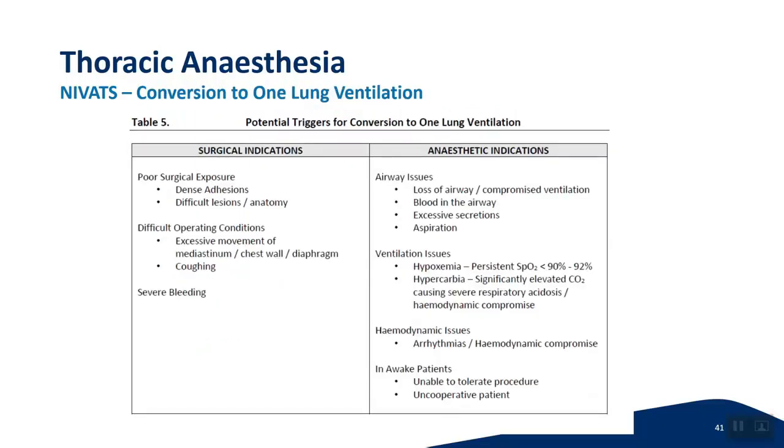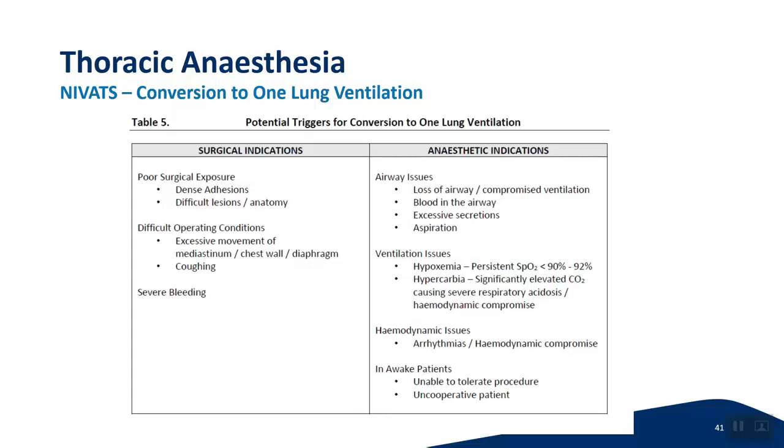On occasion, there may be a requirement to convert from a spontaneously breathing patient to positive pressure ventilation and one-lung ventilation. This is estimated to occur in less than 5% of patients. The reasons for conversion can be broken down into surgical and anesthetic indications. Excessive mediastinal or chest wall movement may make operating conditions difficult, thus necessitating controlled OLV. Unexpected bleeding and dense surgical adhesions are other indications.